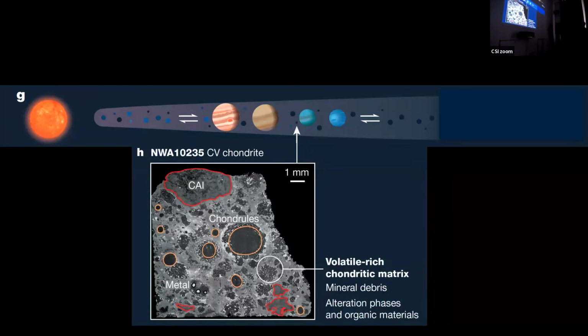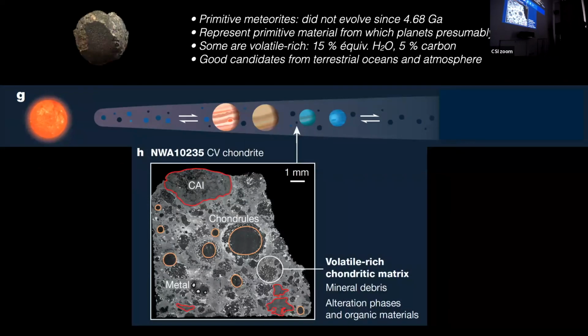And the composition of these meteorites will give us a good indication of what the primitive material was once the solid formed. Some of these meteorites, so-called carbonaceous chondrites of type CI, are volatile rich. They can contain up to 15% equivalent H2O and 5% carbon as organics. And obviously, they are good candidates to have supplied volatile elements to the Earth and to terrestrial elements.